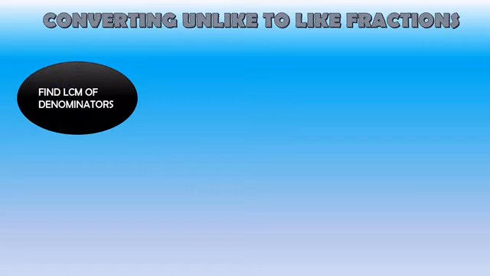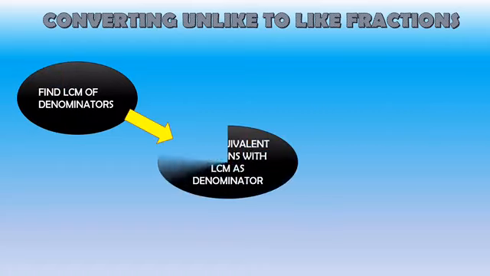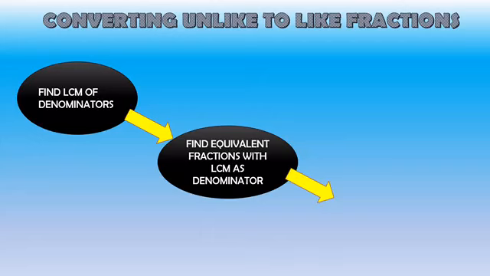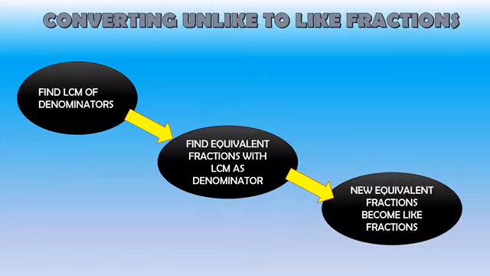Now let us recall how to convert unlike to like fractions. Firstly, we'll find LCM of the denominators. Then we'll find equivalent fractions with LCM as denominator, so that both the fractions have common same denominator. And then the new equivalent fractions that we obtain become like fractions because their denominators are same. And now finally we can add or subtract the given like fractions.